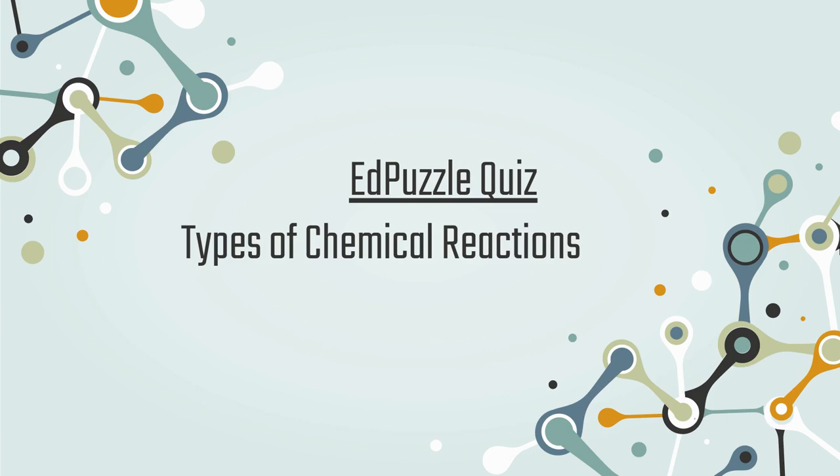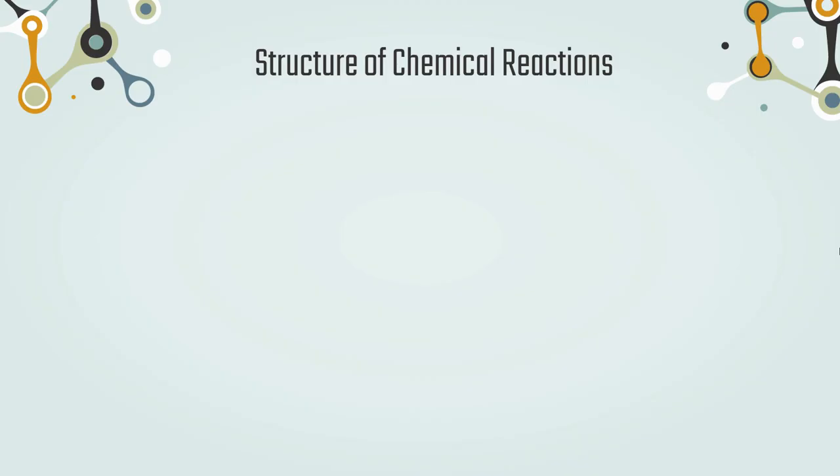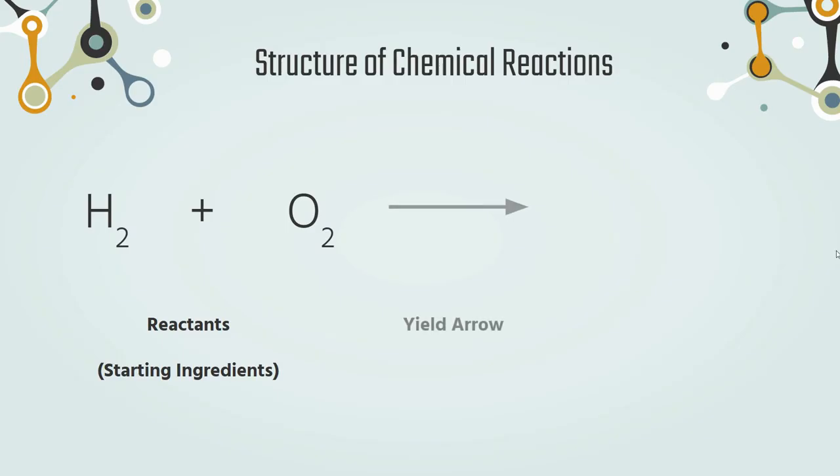This is the EdPuzzle quiz for the section on types of chemical reactions. First, let's talk about the structure of chemical reactions. We always start a chemical reaction on the left side with our reactants, and these are our starting ingredients or starting chemicals. We then draw an arrow pointing to the right, and that shows us what our starting materials become. And on the right side, we have our products, and these are what we end with.